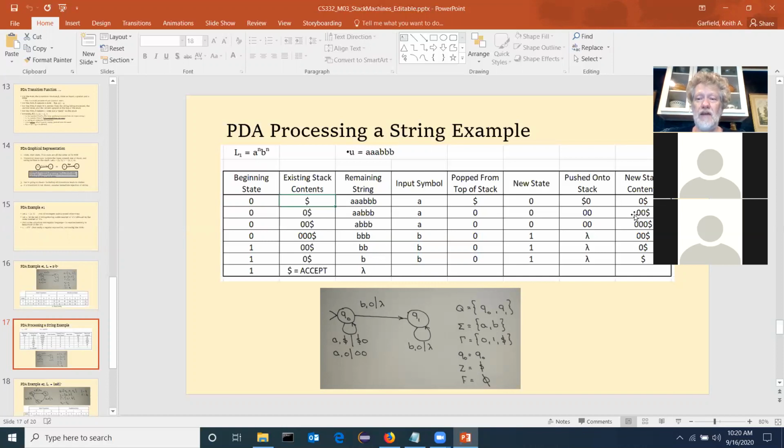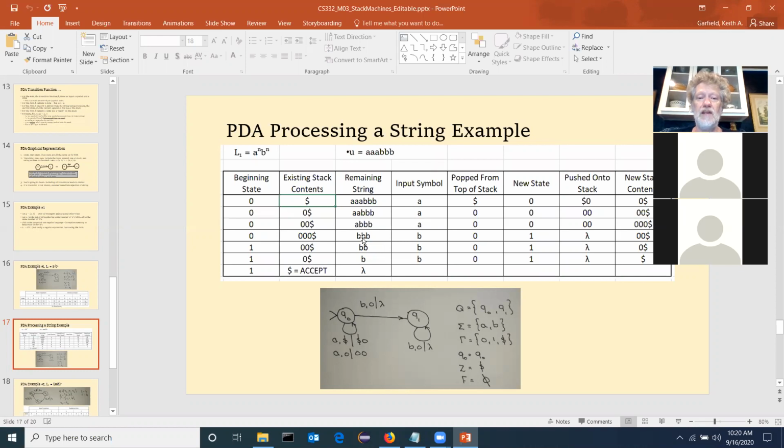And if you're looking at how that stack looks, look over here. I'm in state 0 and I have 0, 0, $ sign. Well, that should make sense. I've processed 2 A's, and every time I see an A, I'm going to push a 0 on the stack. I've processed 2 A's, and I have 2 zeros on the stack. I processed the last A, and I push 0, 0. Now I've processed all 3 A's, and I have 3 zeros on the stack.